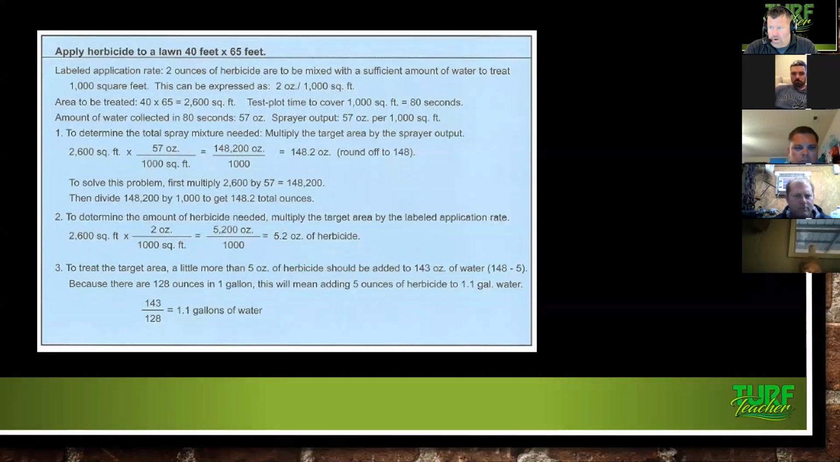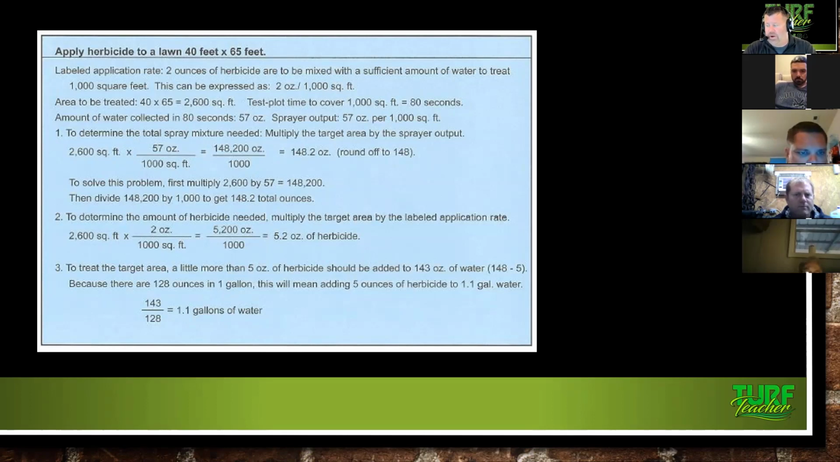The amount of water collected in 80 seconds is 57 ounces. And so our sprayer output is 57 ounces per 1,000 square feet. So we're going to determine the total spray mixture needed. Now that's different than the amount of water and pesticide needed. The total spray mixture is both your pesticide and your water.